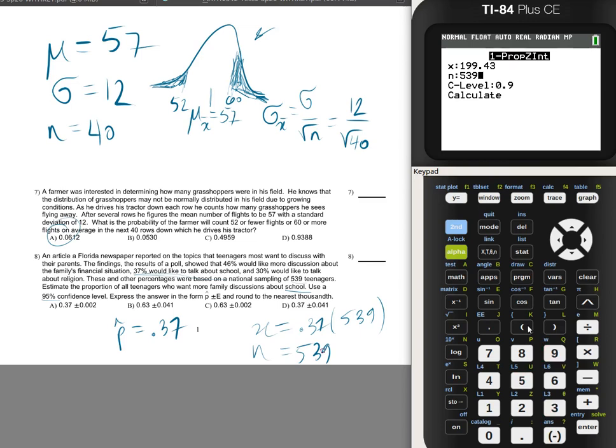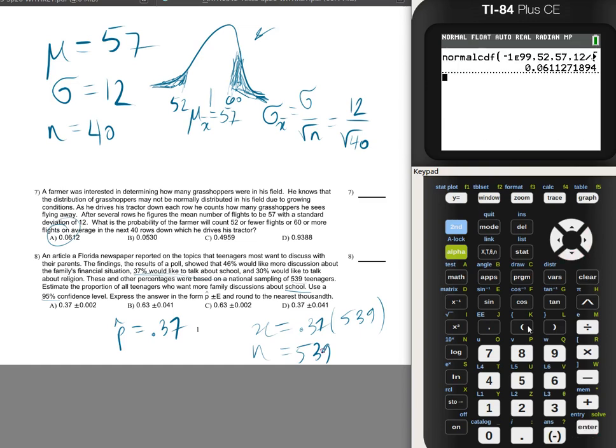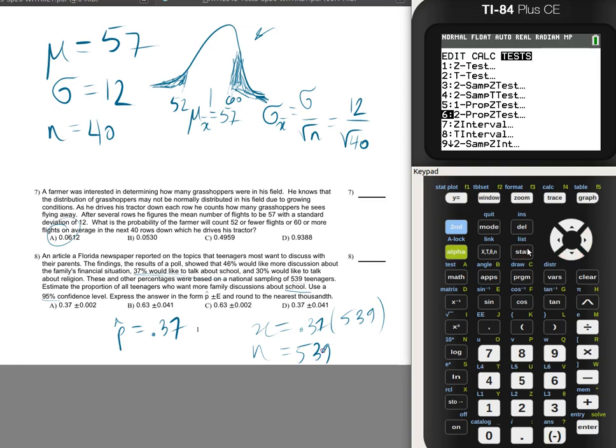Now the confidence interval needs to be 95%. Oops. It did not like having the decimal there, by the way. So I'm going back just to fix that one. It doesn't know how to handle 0.43 of a teenager. So I'm just going to use 199. Now let's see what happens.